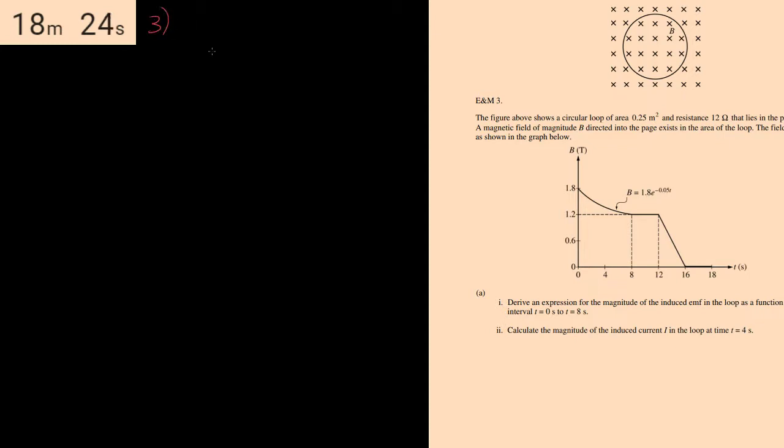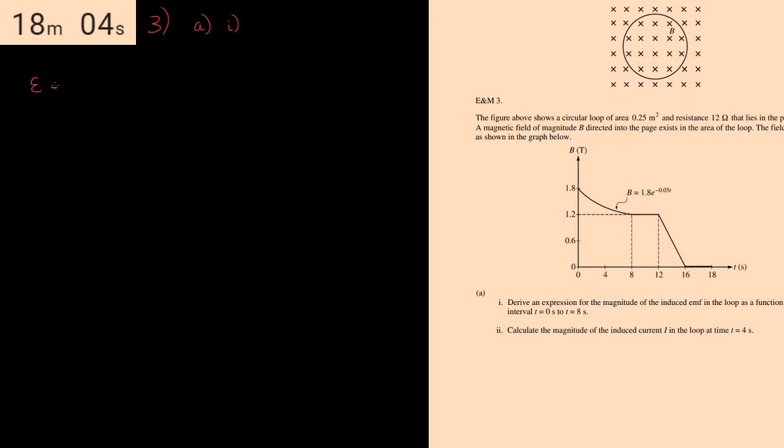That's better. Question 3, and we're on part A. Specifically, part A, I. Derive an expression for the magnitude of the induced EMF in the loop as a function of time for the interval t equals 0 to t equals 8. I almost said magnetic instead of magnitude. I was just primed for that.